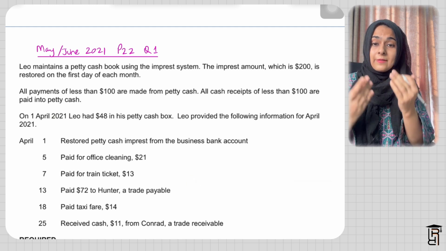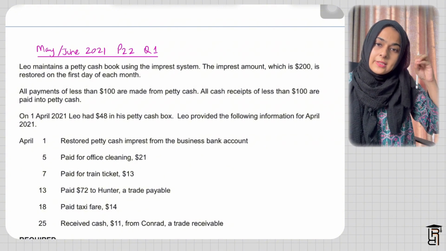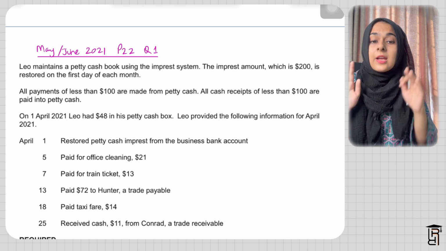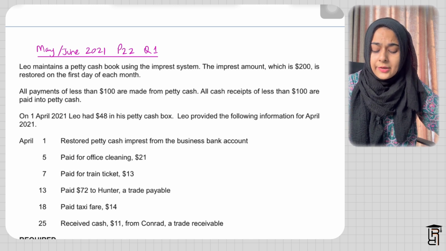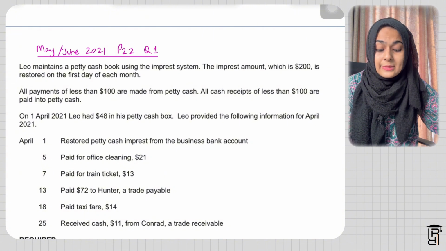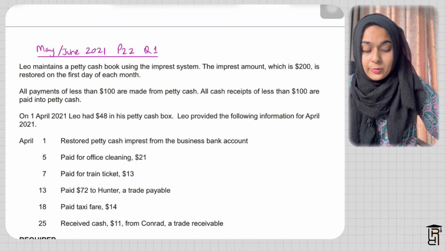So whenever we are receiving money which is less than $100, we are going to record that in the petty cash book, and whenever we are paying money which is less than $100, we are going to record that in our petty cash book as well. They're saying here, on 1st April 2021, Leo had $48 in his petty cash box. Leo provided the following information for April 2021.